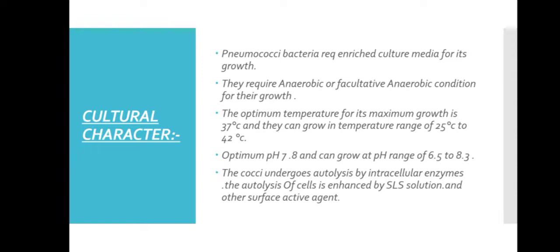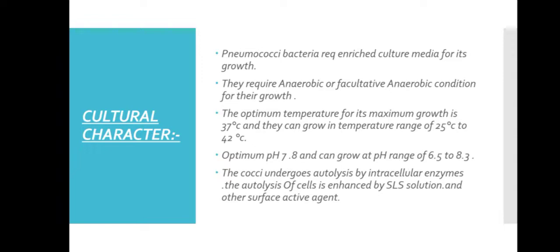The optimum temperature for its maximum growth is 37 degrees Celsius and they can grow in a temperature range of 25 to 42 degrees Celsius. The optimum temperature here means where most of the growth can be seen, and the optimum temperature of this bacteria is same as that of the human body. The optimum pH required is 7.8 and they can grow at a pH range of 6.5 to 8.3.